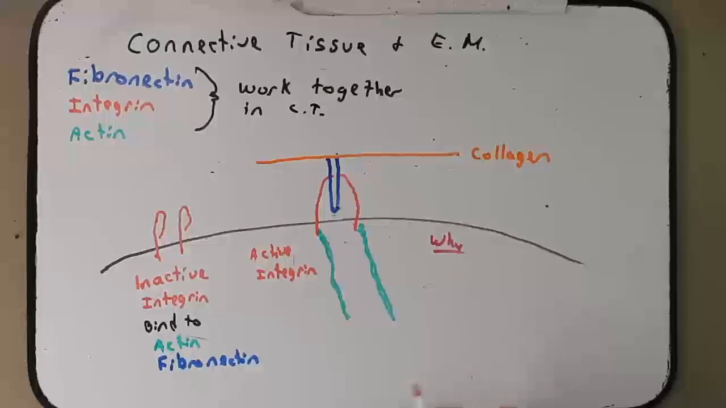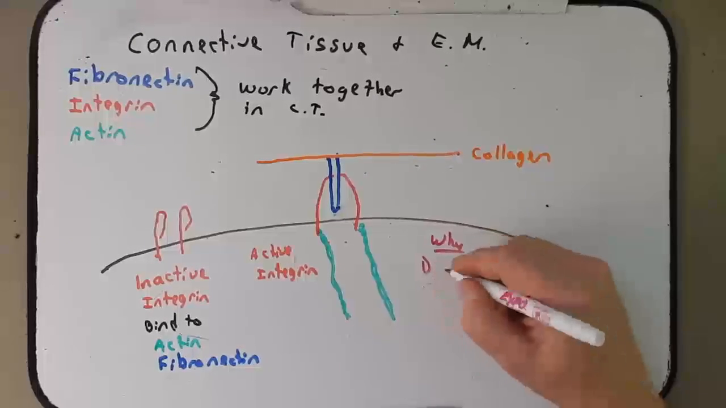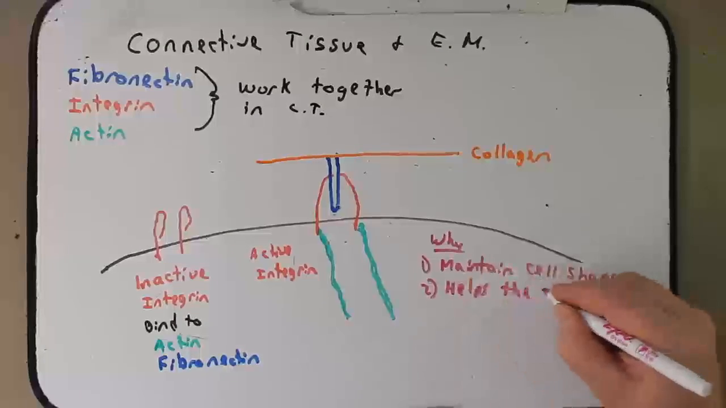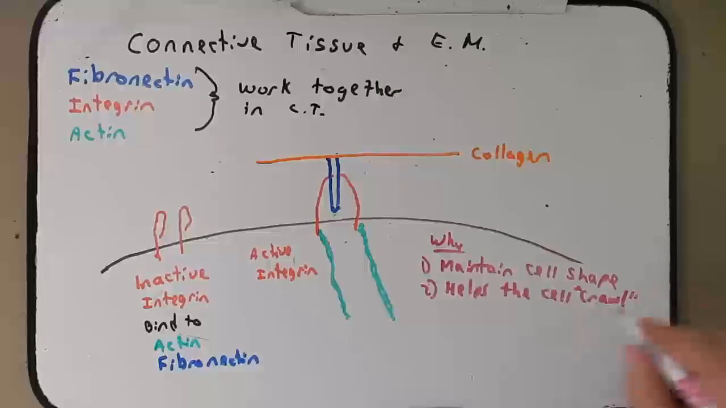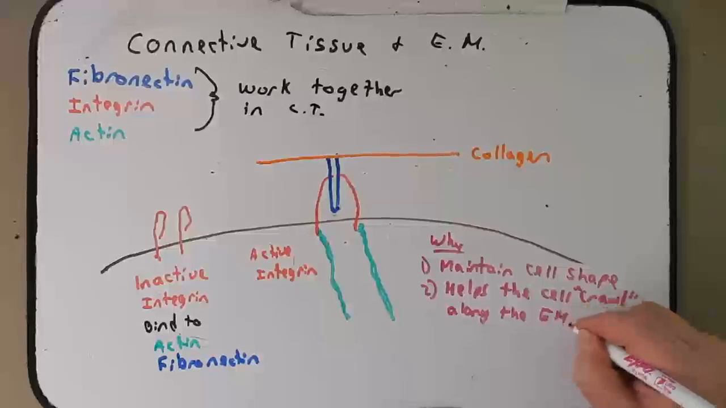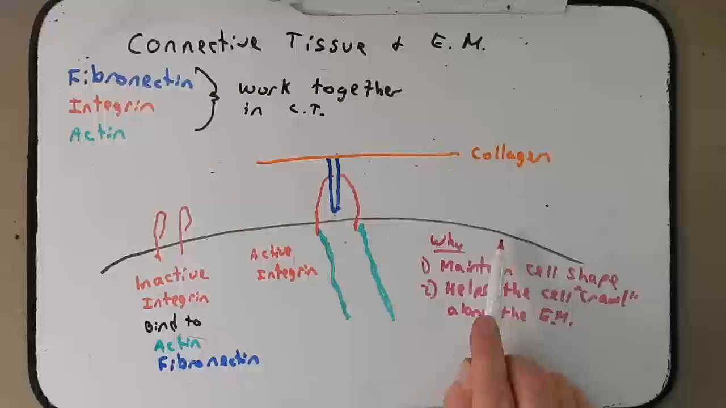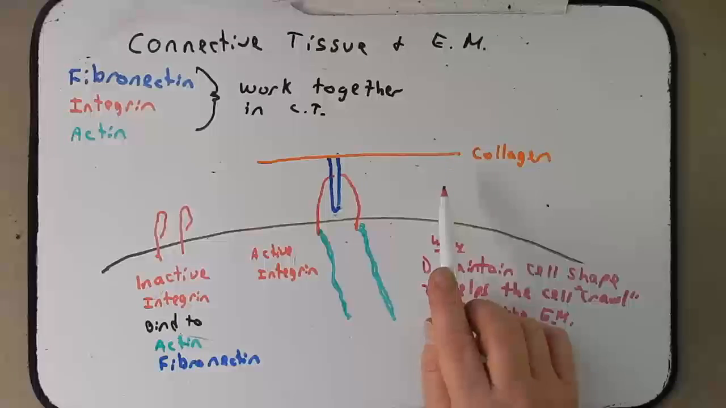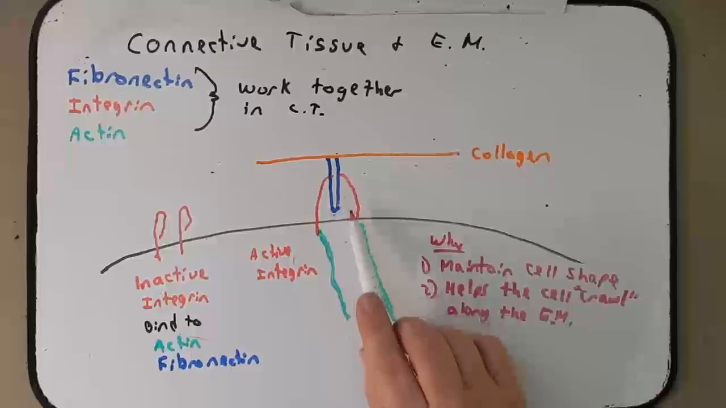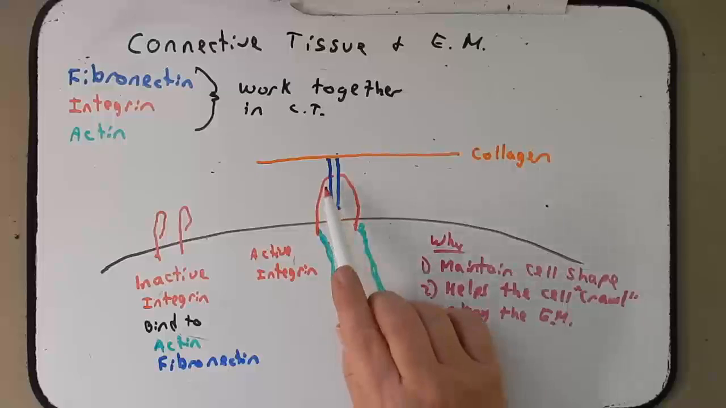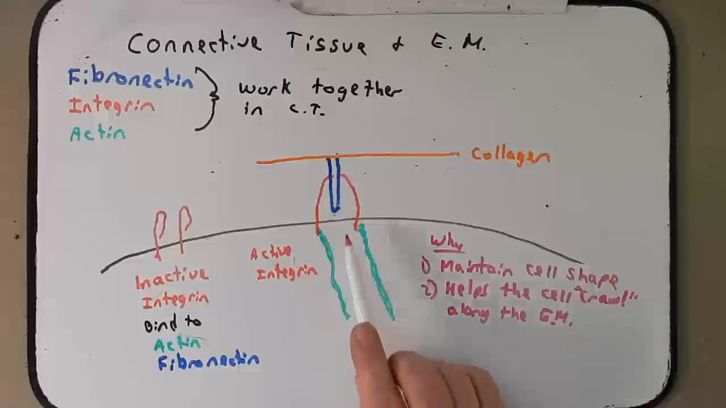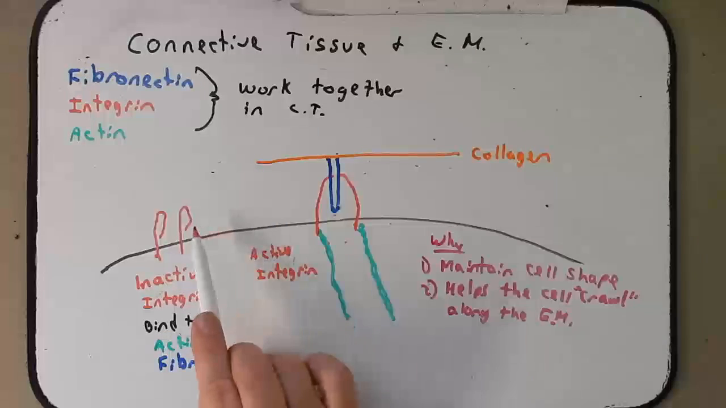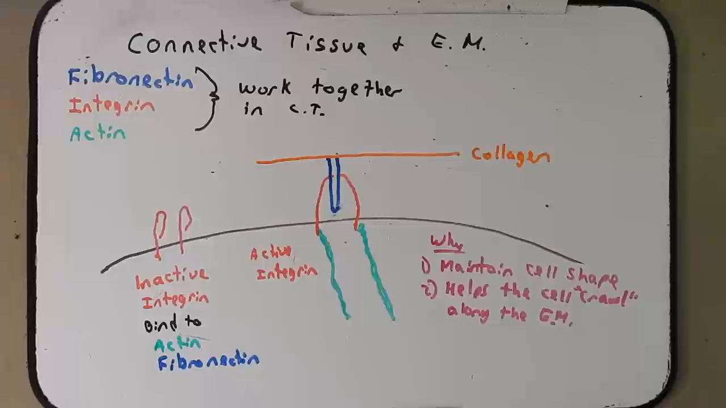But why is it important? Well, it's important for a few reasons. One of the reasons is it helps maintain cell shape. Another reason is that it helps the cell crawl or just move along the extracellular matrix. The plasma membrane here is full of these interactions that are attached to the collagen and other extracellular matrix material. But what it'll do is it'll continuously bind to it and release, bind to it and release. And when it does so in a coordinated manner, it will allow the cell to move with the extracellular matrix.